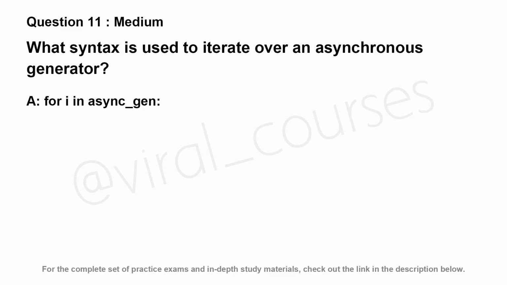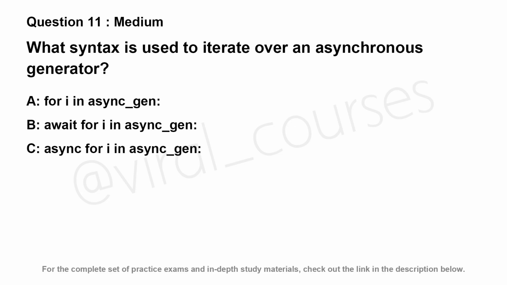What syntax is used to iterate over an asynchronous generator? Option A. for i in async_gen. Option B. await for i in async_gen. Option C. async for i in async_gen. Option D. with async for i in async_gen.